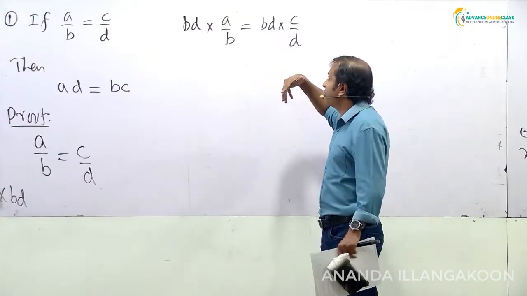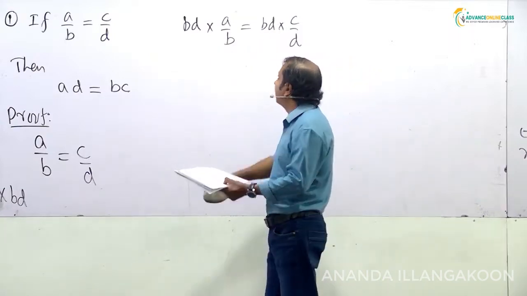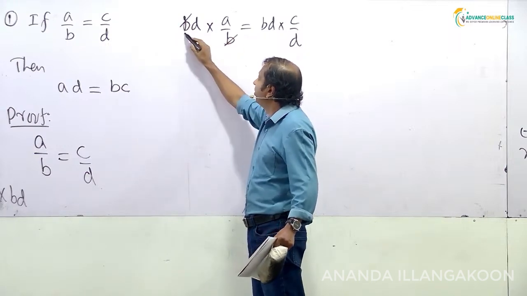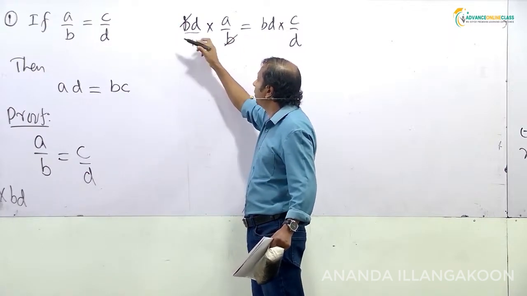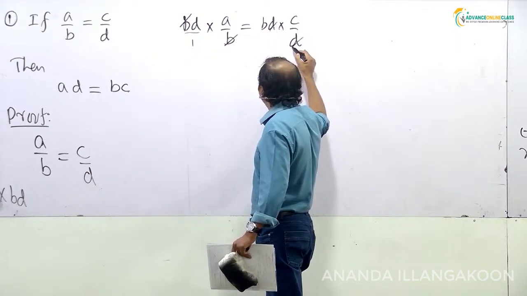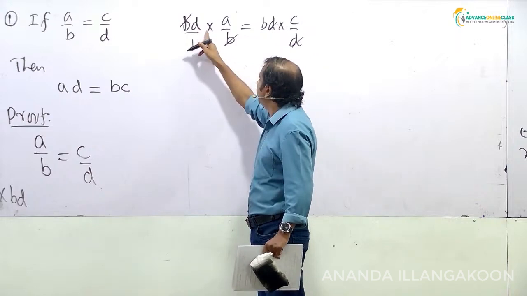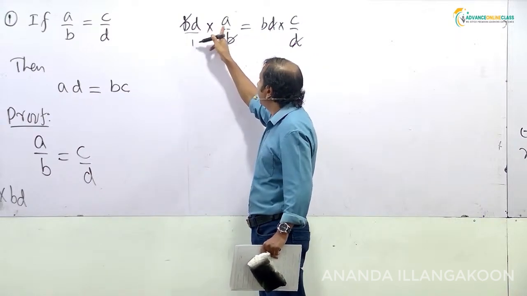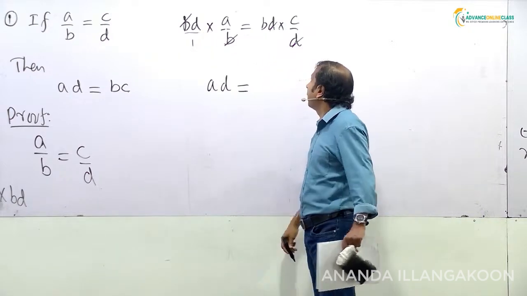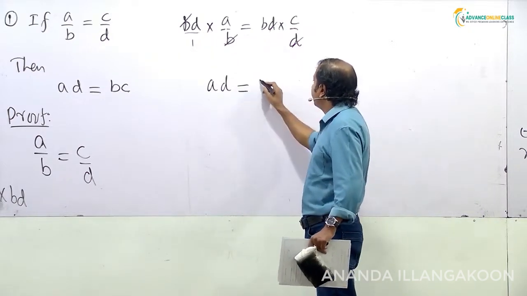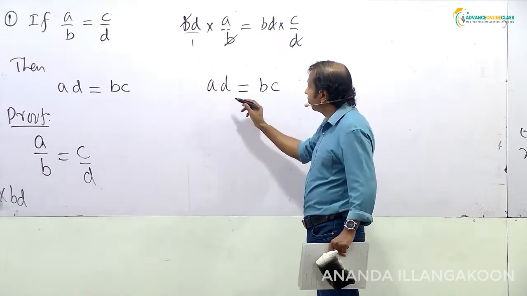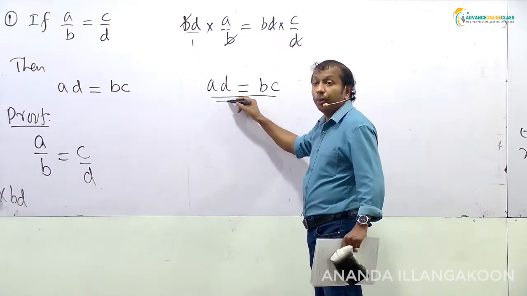Now once you multiply both sides by BD, you can cancel down this B and B. Why, people? This is a fraction having 1 as the denominator. B and B you can cancel down, D and D you can cancel down. So then what do you have? D into A, DA, you can write as AD. This and this you can cancel down, BC. So AD should be equal to BC. This is how we just prove that property.